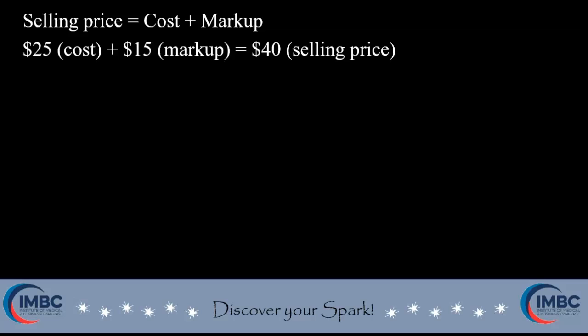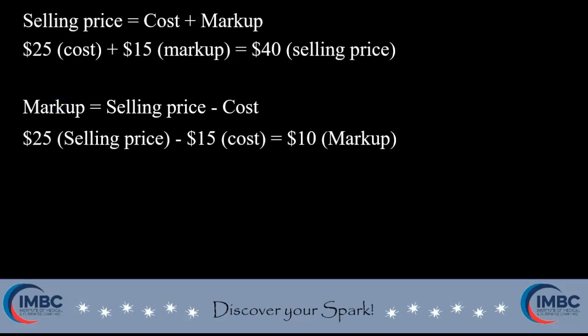So, if we have a cost of $25 and we have a $15 markup, we add those together to get our selling price, $40. We can turn that formula around if we need to find the markup. It's going to be the selling price minus the cost. So if we sell something for $25 and it cost us $15, we do the subtraction and we come up with there was a markup of $10.